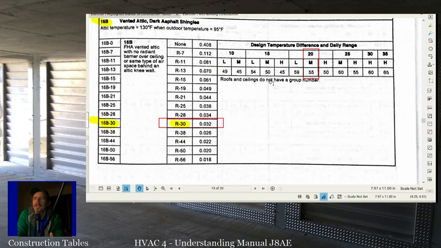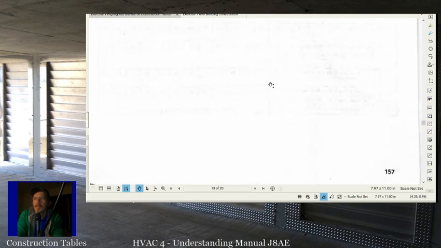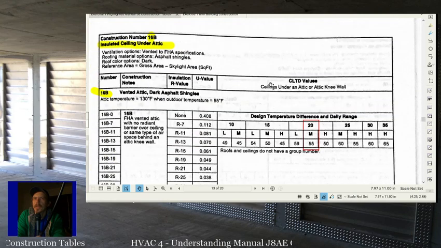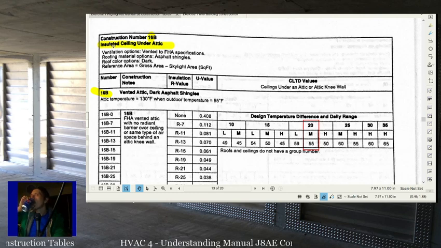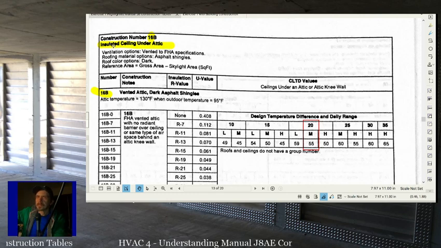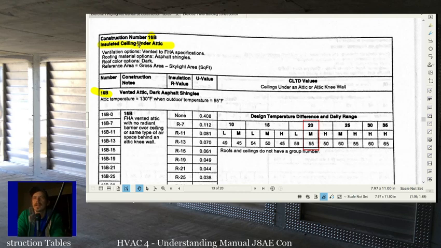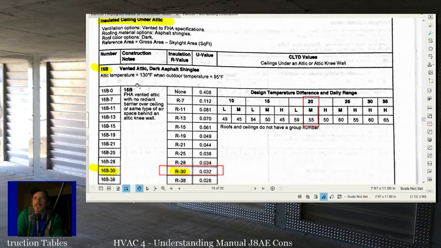Alright, here we go. We get to here, and for you guys, this will be on page 157. You get to this point. The first one is your most common one, okay? Your most common one is right here at the beginning. Insulated ceiling under an attic, okay? So we have an insulated ceiling under an attic. That gives us a 16B construction number.